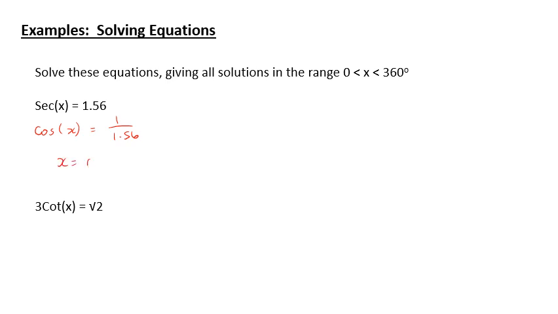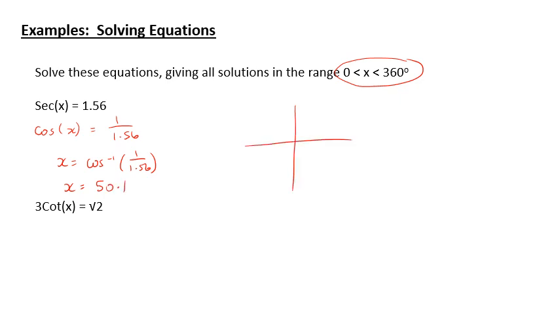So now, on the calculator, I could do inverse cos of 1 over 1.56 and get a value. So I'm in degree mode. Look at the question here. Here's the hint. So I'm going to do shift cos of 1 over 1.56. And it gives me an answer of about 50.1. I'm going to round there to 1 decimal place. So I've got one answer.